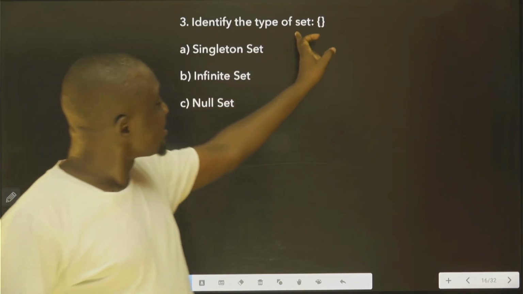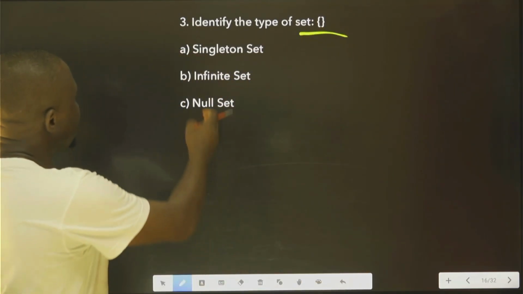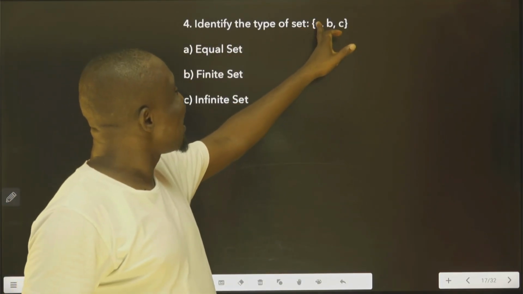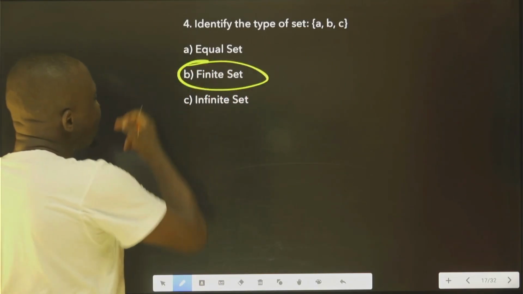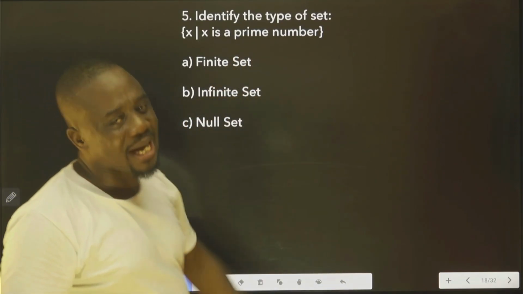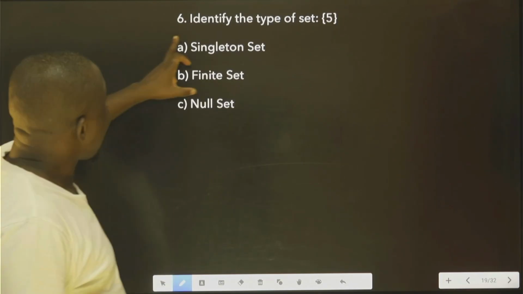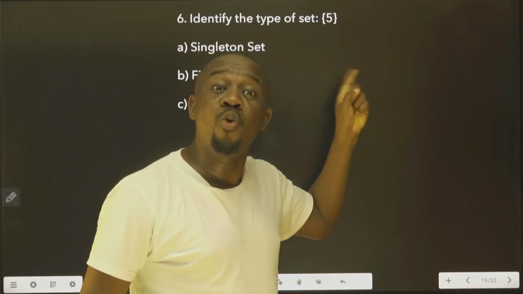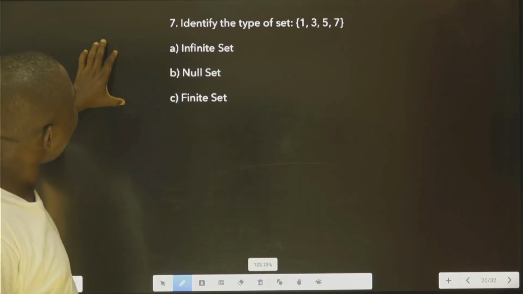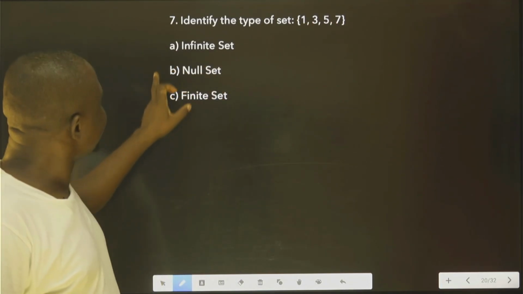Look at this. Identify the type of set. When there is nothing in a set, it's an empty set or a null set. Null set. Identify the type of set. As you can see, it has a beginning, it has an end. Finite set. Identify the type of set. S is a prime number. Prime numbers have no end. Infinite. Identify the type of set. As you can see, only one value is here. Only one value. It means what? Singleton. Identify the type of set. As you can see here, beginning to the end. Finite set.